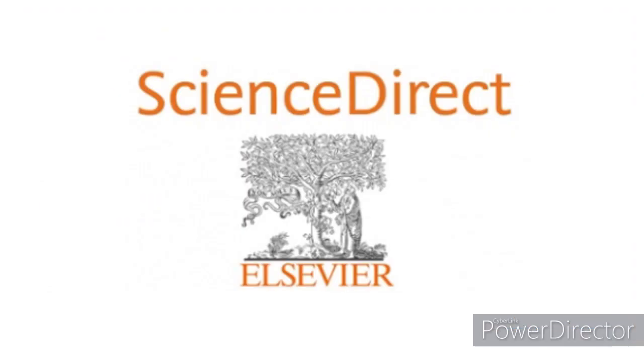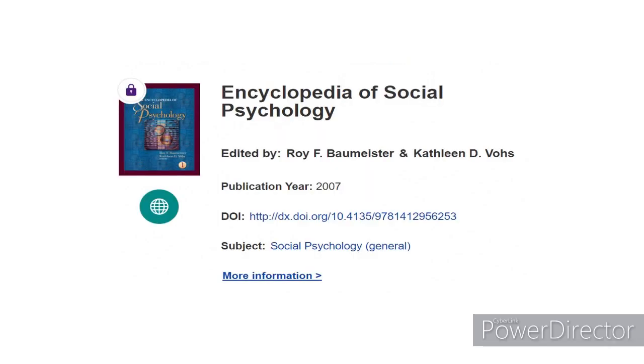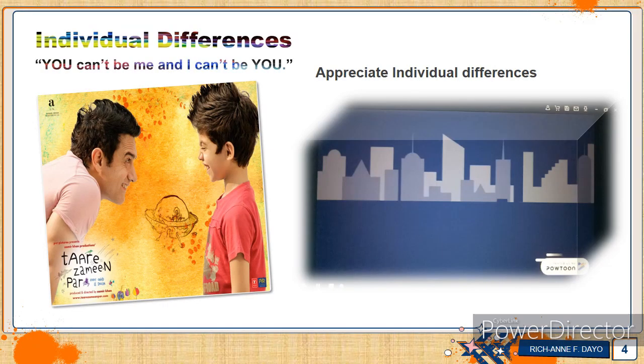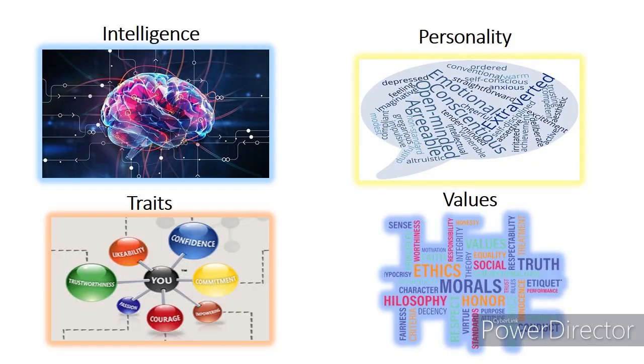Individual differences. According to Science Direct, individual differences point out the reality of traits that distinguish individuals. In the Encyclopedia of Social Psychology by Baumeister and Vohs, they define it in terms of enduring psychological characteristics. Individual differences are the more or less enduring psychological characteristics that distinguish one person from another and thus help to define each person's personality. Among the most important kinds of individual differences are intelligence, personality traits, and values.